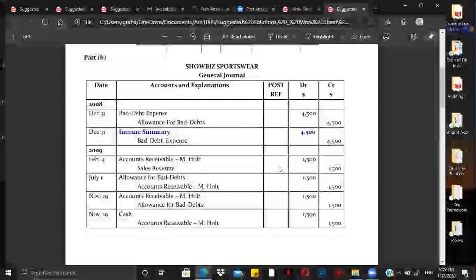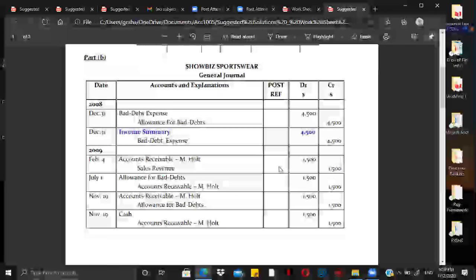Now on February 4, it says sold inventory to Marion Holt, 1,500 on account. It says ignore cost of goods sold because normally when you're dealing with an inventory adjustment, the account that you normally pair it with is COGS, but now it's telling you to basically ignore it. So you sold it on account. So here arises your accounts receivable account. Remember that accounts receivable is a current asset and as such is debited as well. Remember your sales revenue is always credited for the most part.